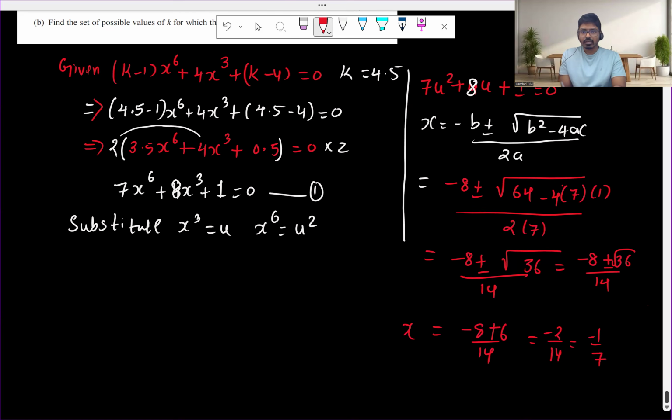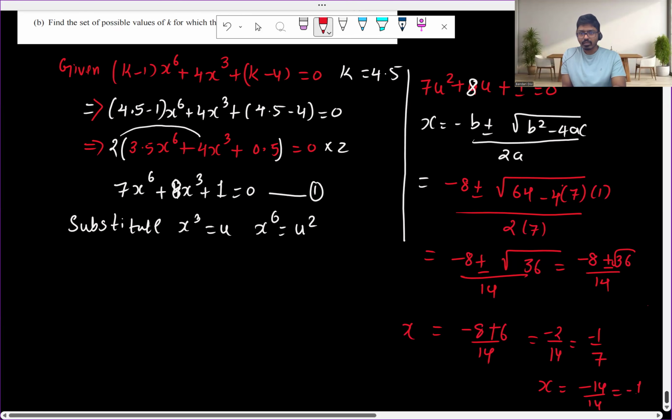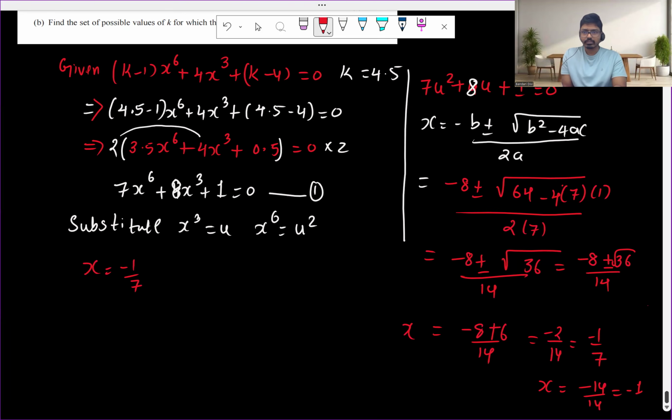For the other answer, because of the plus or minus, the quadratic will have two values. So it is negative 8 minus 6, negative 14 upon 14, which is negative 1. This is the u value, my bad, not the x value. So u is going to be negative 1 over 7, and u is negative 1.